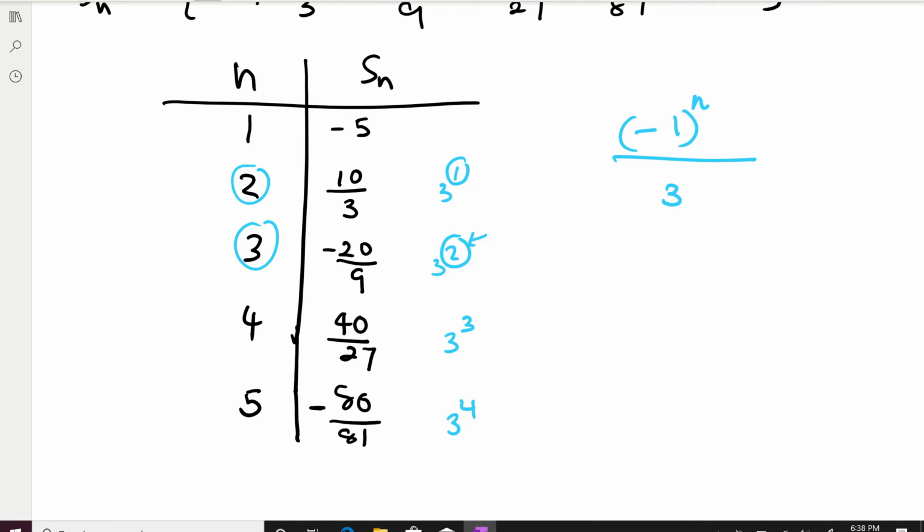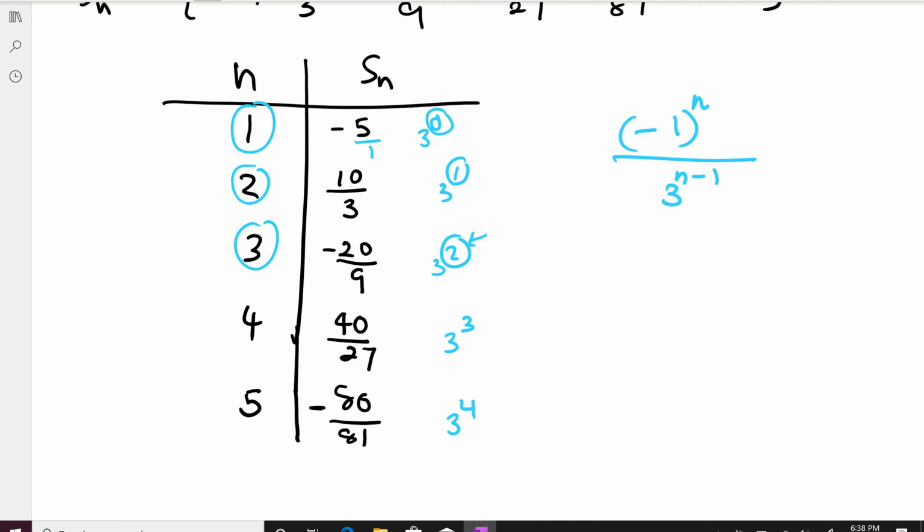Now if you think about the first term, there's no denominator, or you can think it's 1, right? Really it's 1, so that means 3 to the power 0. So the power is 1 less than the position, so it's n minus 1, right? 3 to the n minus 1. I hope it makes sense.